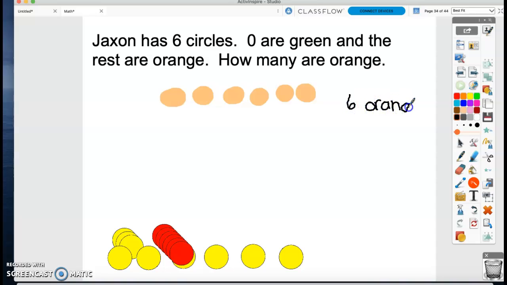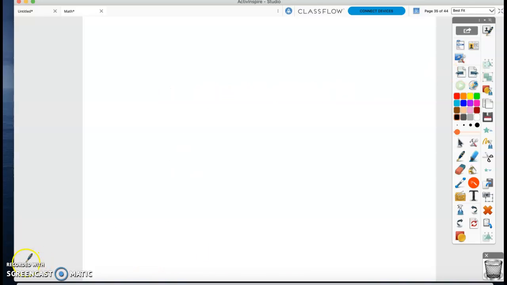So let's write a number sentence. He has how many circles? 6. Minus how many green? 0. Good job. Equals how many orange do we have then? 6 orange. Awesome job. Great job working today.